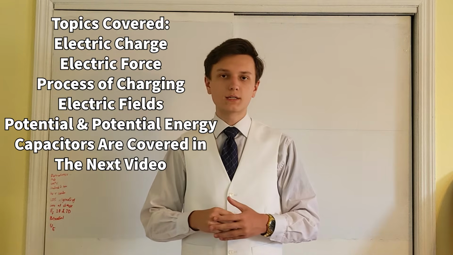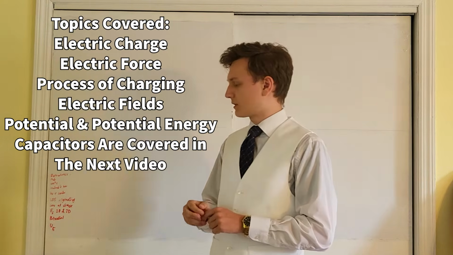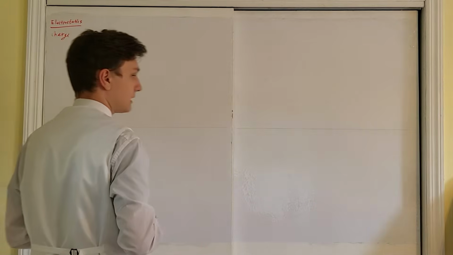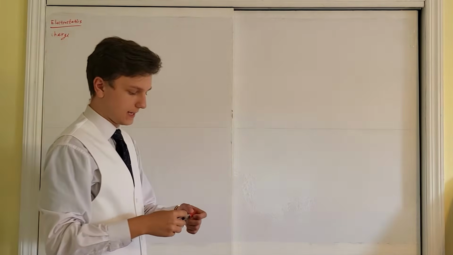AP Physics 2 today. That's going to be our electrostatics unit. Let's get into what exactly we're dealing with here. First, central to our understanding of electrostatics is our understanding of charge and how it behaves, okay? So what is charge? You can have a positive charge or you can have a negative charge.